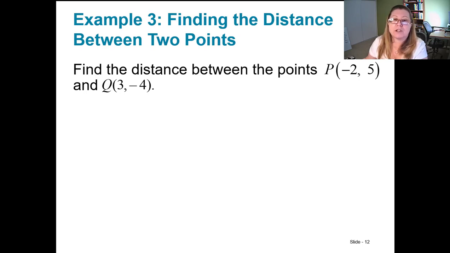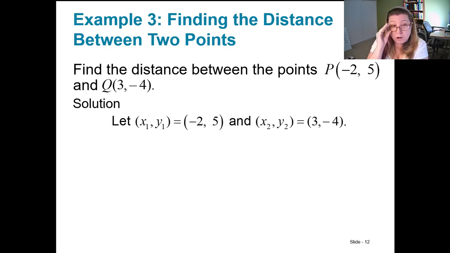Point P has the location of -2, 5, and Q has the location of 3, -4. Now, in all actuality, it doesn't matter if point P is x1, y1, or if it's x2, y2. It won't matter mathematically, but because I list it first, I'm going to go ahead and say P is composed of x1 and y1. x1 is going to be -2, y1 is going to be 5. That means Q has our x2, y2 coordinates. So our x2 is going to be 3 and our y2 is -4.